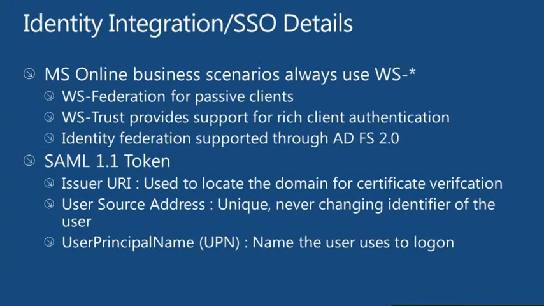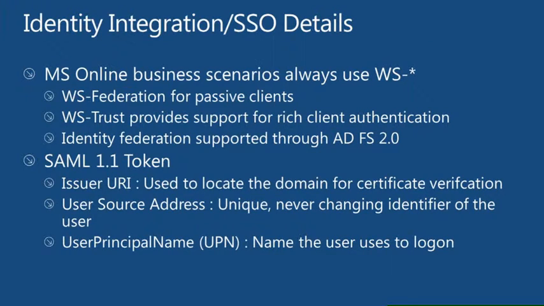So some of the specific details of what we've got here, we use WS Fed and WS Trust when we set up our SSO integration. So we use WS Federation for passive clients. WS Trust provides our support for rich clients. Okay? And today we're only supporting it through ADFS 2.0. We are looking at expanding that, but as it is today, it's ADFS 2.0. We also use a SAML 1.1 token for those who care.